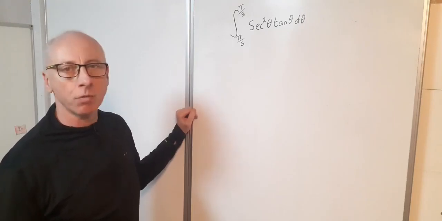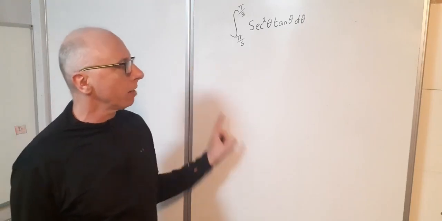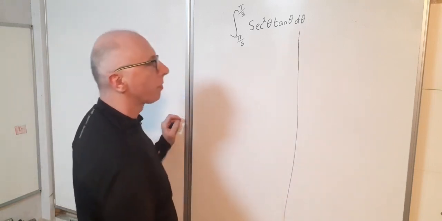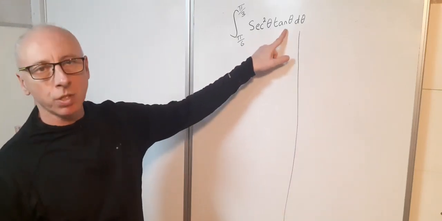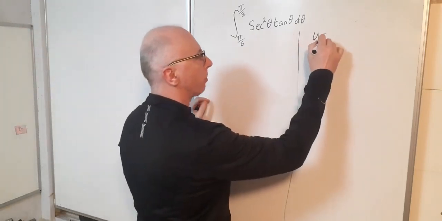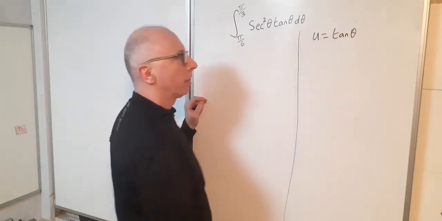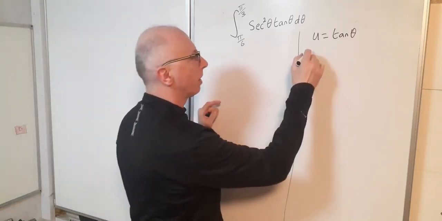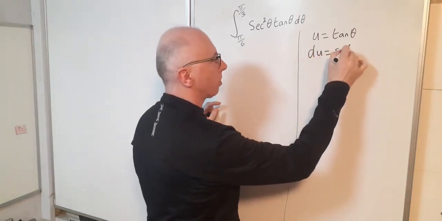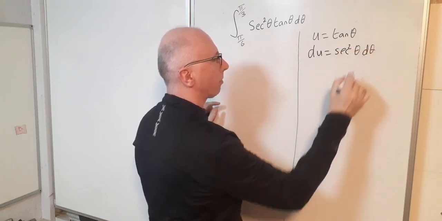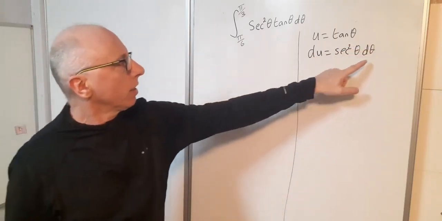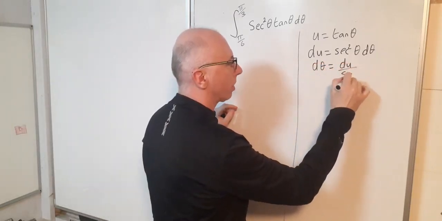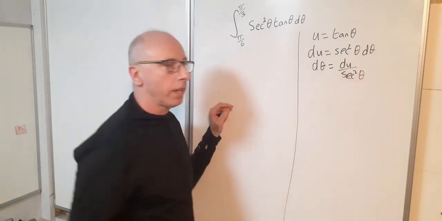So what I'm going to do is run both integrals at the same time down the side of my board here. Let's split everything in half and let's do u equals tangent theta on this side. So if u equals tan theta, that's my substitution. The derivative of tangent theta is secant squared theta, so du is secant squared theta d theta. Then get d theta on its own: d theta equals du over secant squared theta. So that's our first part.